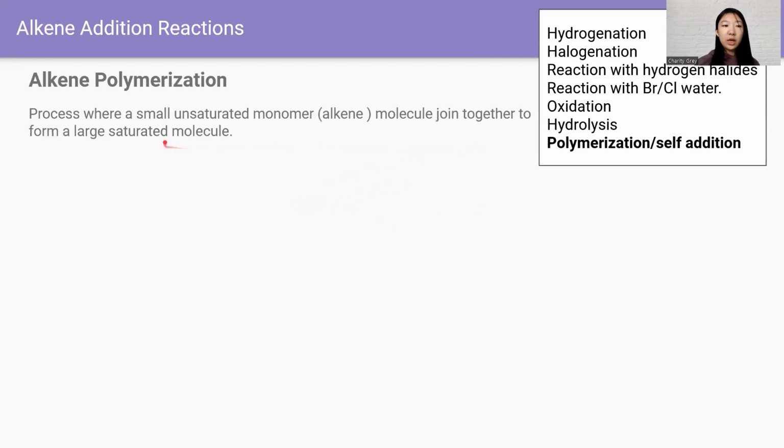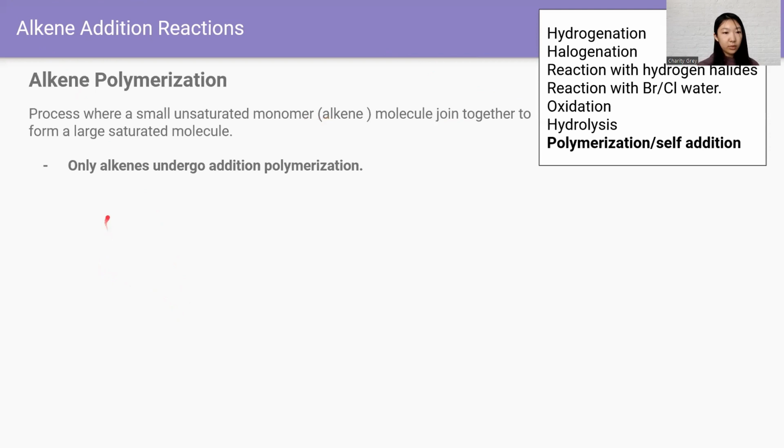So this is when a small unsaturated monomer, the monomer, such as an alkene, molecule joins together to form a large saturated molecule. Again, we have unsaturated becoming saturated. So what this means is that we'll have many, many small alkenes joining together in like a list. So you have one alkene and then you add a second one and then you add a third one and then you add a fourth one, right? To form a large saturated molecule.